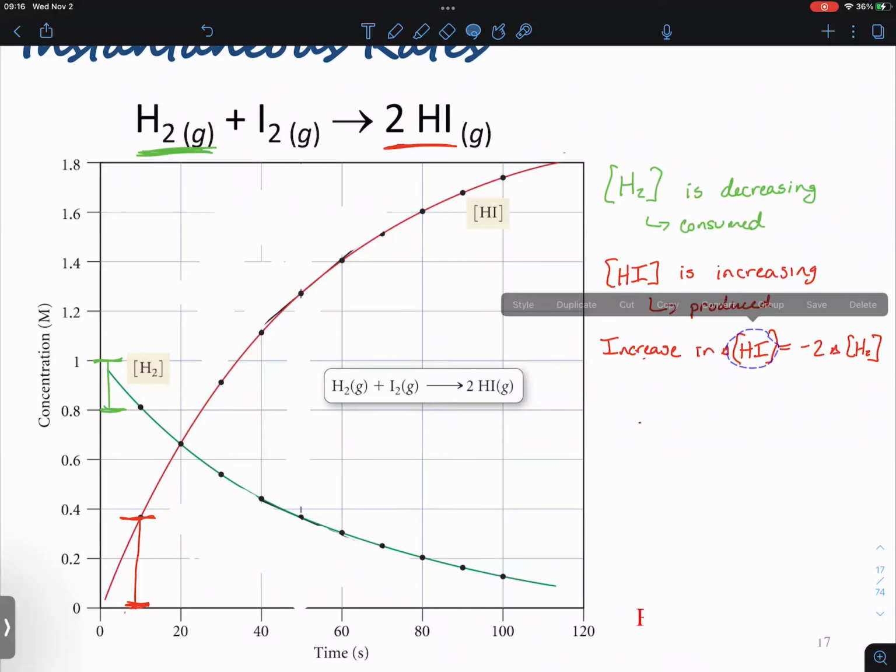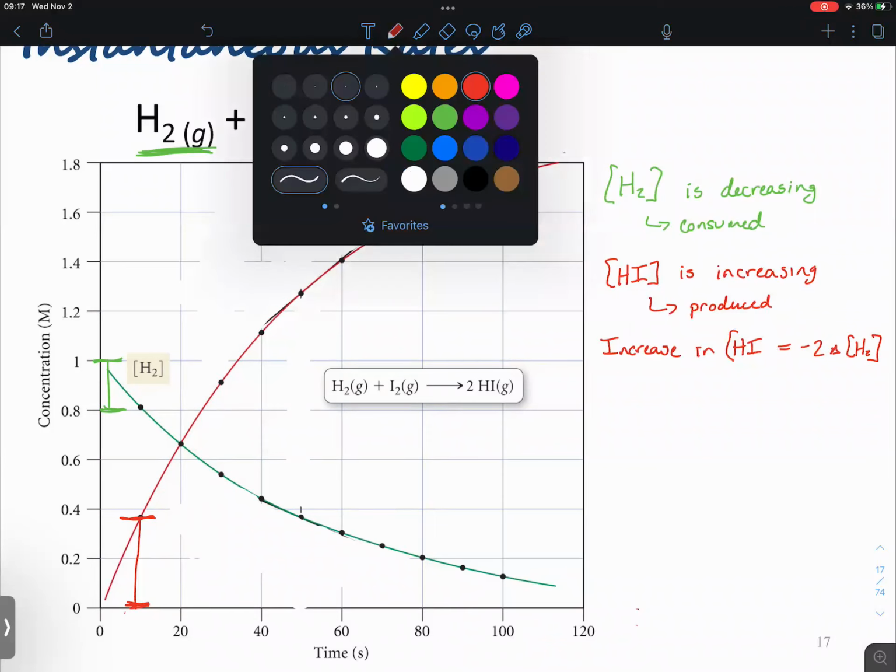Oh man, that was not gonna work. Sorry, let me clean this up.